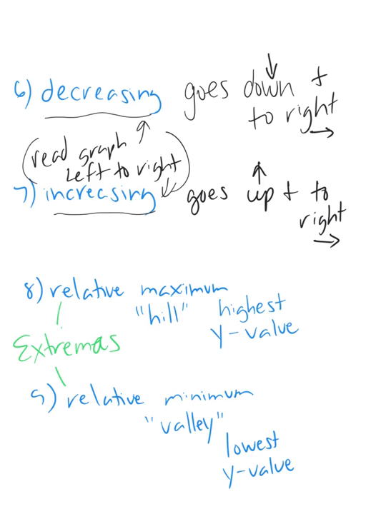Now a graph is not always going to have both increasing and decreasing. It may only have increasing, or it may only have decreasing. A graph might not have a maximum, or it might not have a minimum.